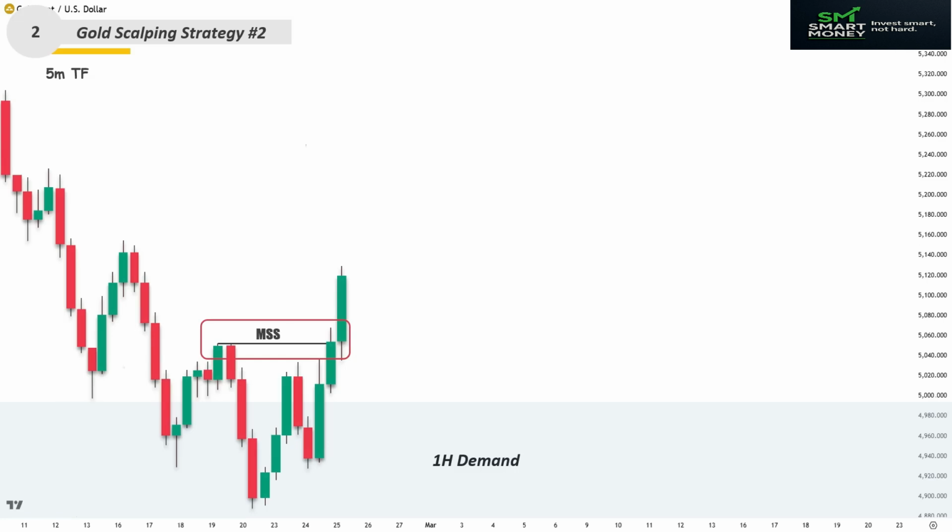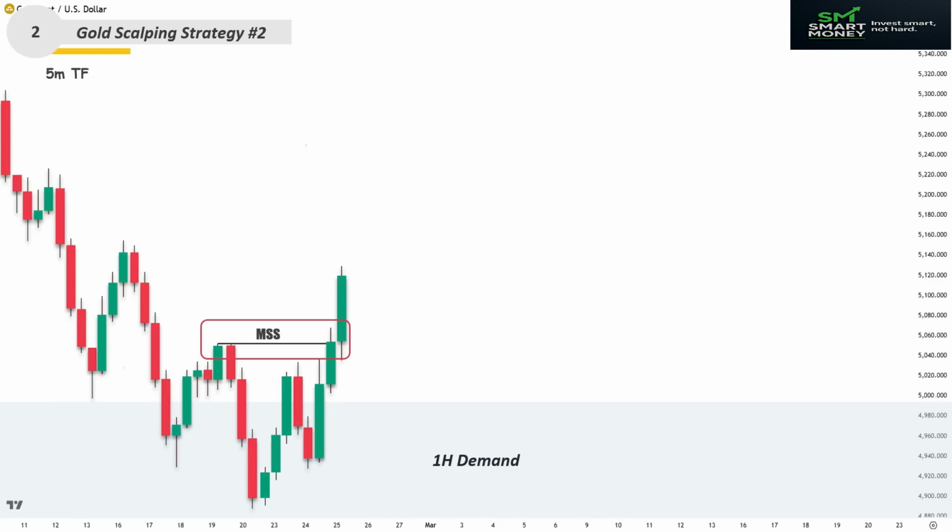A market structure shift indicates that the temporary bearish move is coming to an end and that bullish momentum is likely returning. At this point, price is expected to realign with the higher time frame trend. Once the bullish market structure is confirmed and we expect the price to move higher, the next step is to look for a buying opportunity.